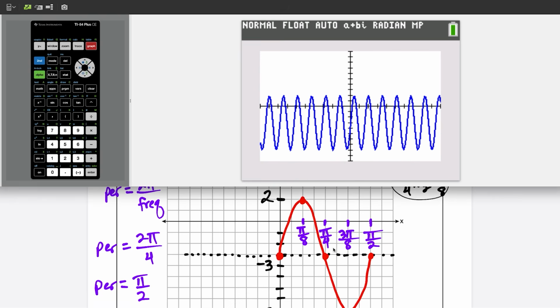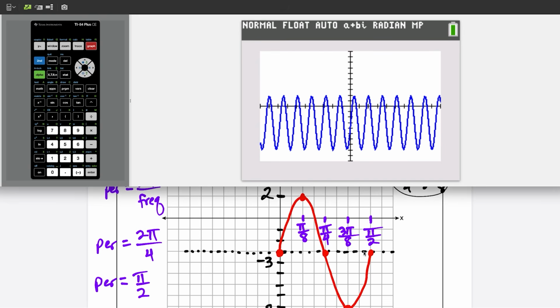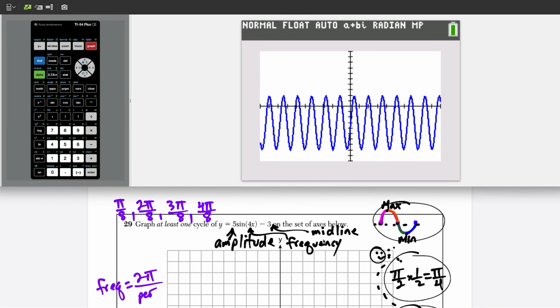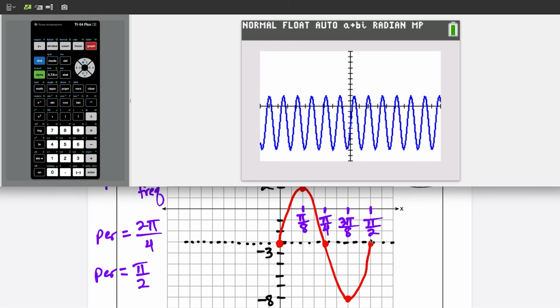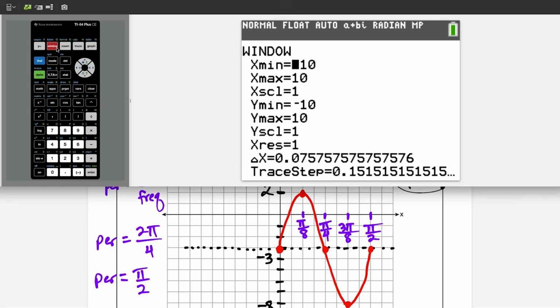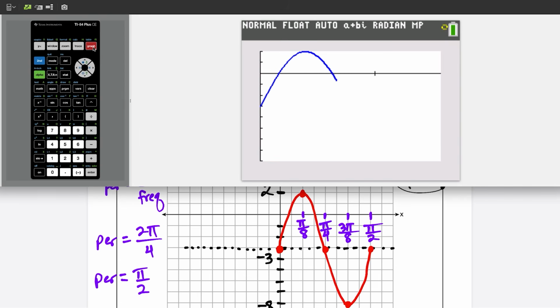So what I'll do is I'll shrink it to the window of just the single cycle that I graphed. Okay, so they said to graph at least one cycle, but of course I'm just going to graph one here because it's a lot of extra work to keep graphing this. So I'm going to go to window and I'm going to make my x minimum 0 and my x maximum I'm going to stop at pi over 2. And then for the minimum value, I'm going to make it -8 because that's the low point of my graph. And then the high point of my graph is at 2. And now we press graph, and there's the complete cycle of the graph.